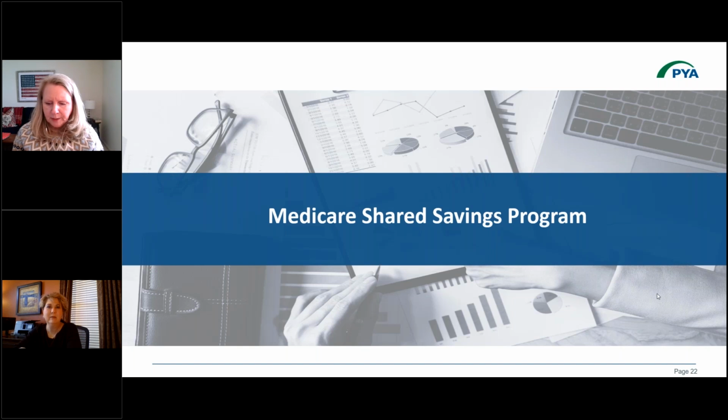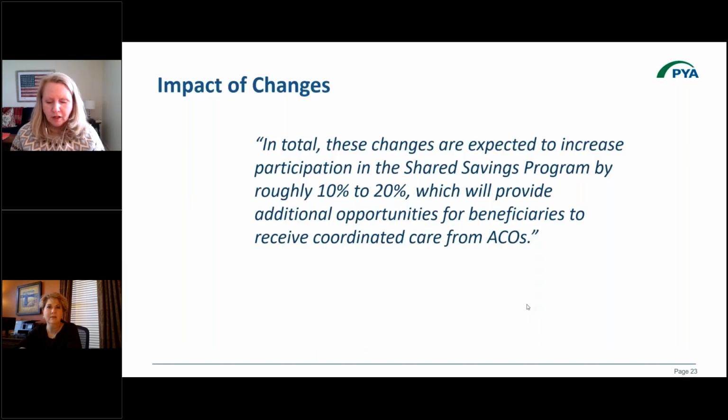Starting with MSSP, a number of changes were made this year, some forward-facing that will impact providers that are part of MSSP ACOs, some that are just more mechanical in how the program works. What CMS is hoping to accomplish is that these changes will increase participation in the program by 10 to 20% this year. Their definition of increasing participation is the number of attributed beneficiaries. They're not looking at how many physicians participate in this program. They're measuring how much of our traditional Medicare population is now attributed to an ACO.